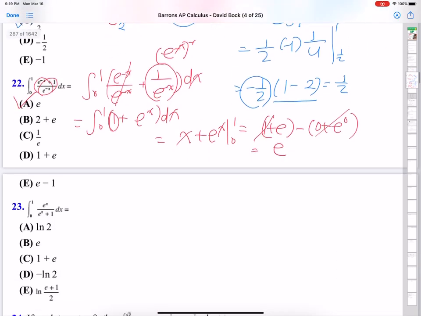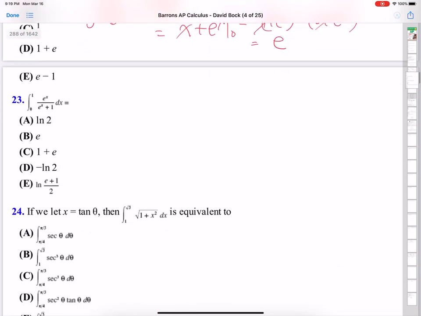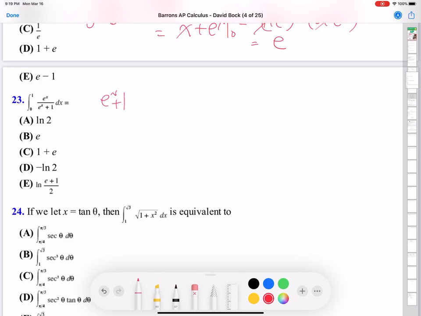Number 23. This is U substitution. On the bottom part, e to the x plus 1, that part is going to be the u part. I'm not going to write down the limits now, I'll change the numbers later. E to the x over the whole thing, the bottom part is u, and then 1 over the derivative of u, which is e to the x, and du. And then that e to the x, e to the x cross out.